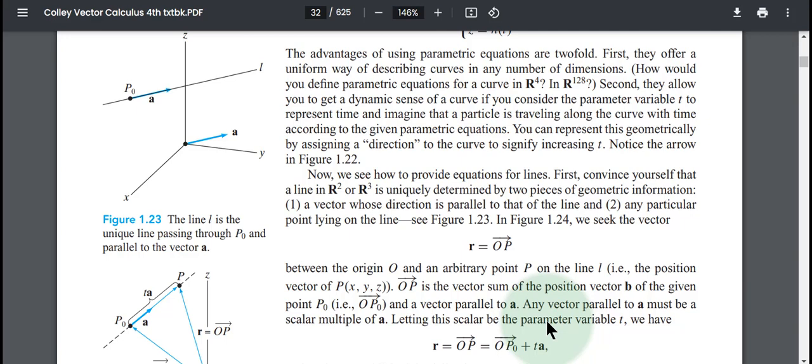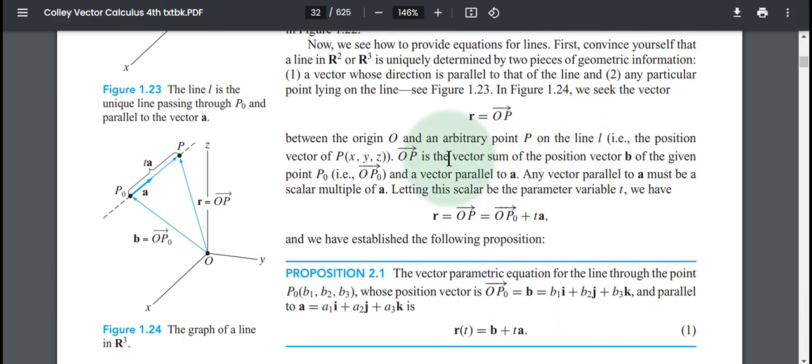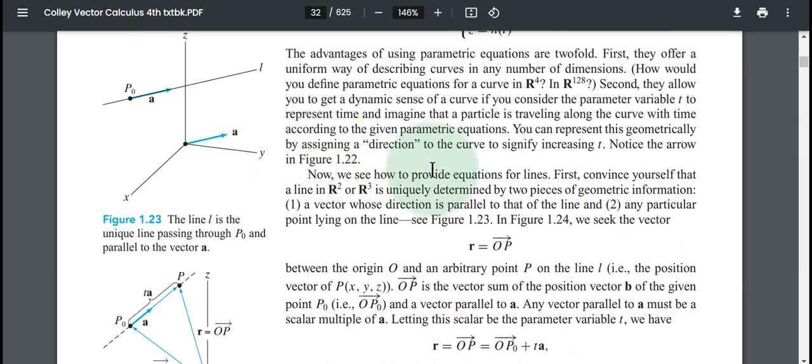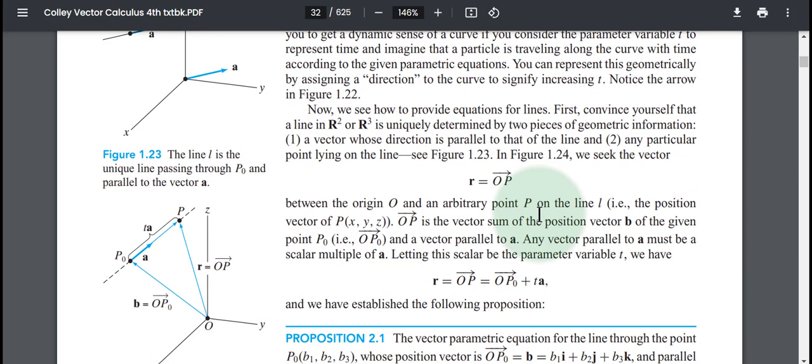Okay, now let's read this. So they say, now we see how to provide equations for lines. First, convince yourself that a line in R2 or R3 is uniquely determined by two pieces of geometric information. One, a vector whose direction is parallel to that of the line, and two, any particular point lying on the line. Okay. See figure 1.2.3, which is here. In figure 1.24, we seek the vector R equals OP.